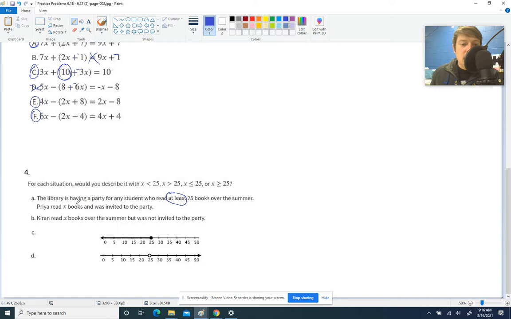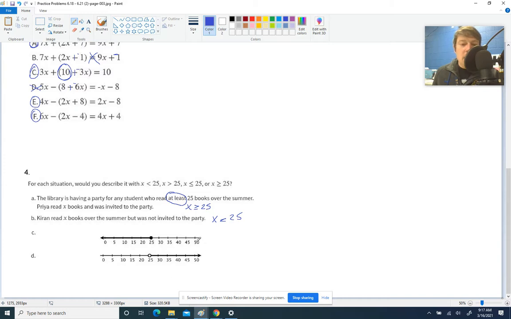Priya read x books and was invited to the party. So if she was invited to the party, that means she read at least 25, and that means that's 25 or more. So Priya has read greater or equal to 25 in her situation. Kieran read x books over the summer, but was not invited to the party. So Kieran did not meet that threshold of having at least 25. So he was probably less than 25, right? He wasn't even equal to it. He had to be smaller. So that would be x is smaller than 25 for Kieran.